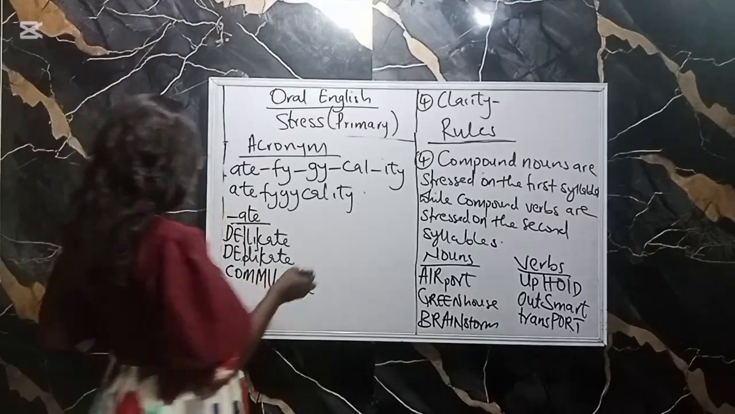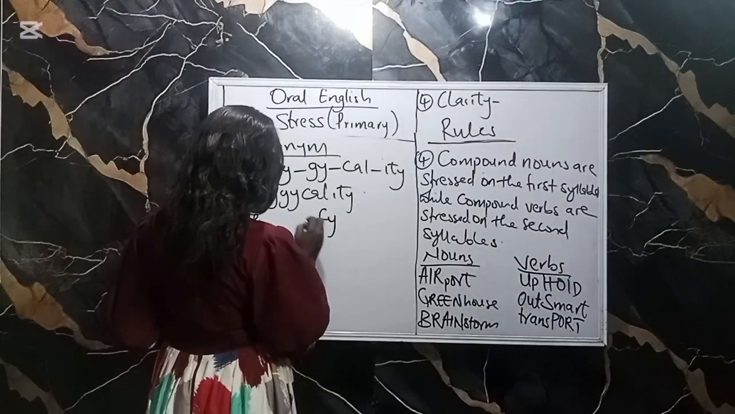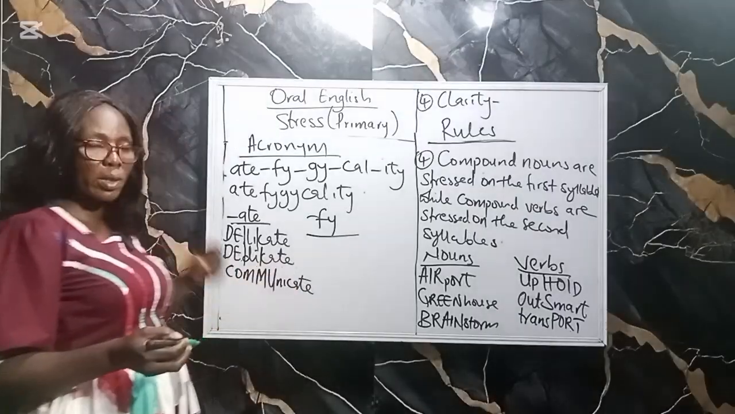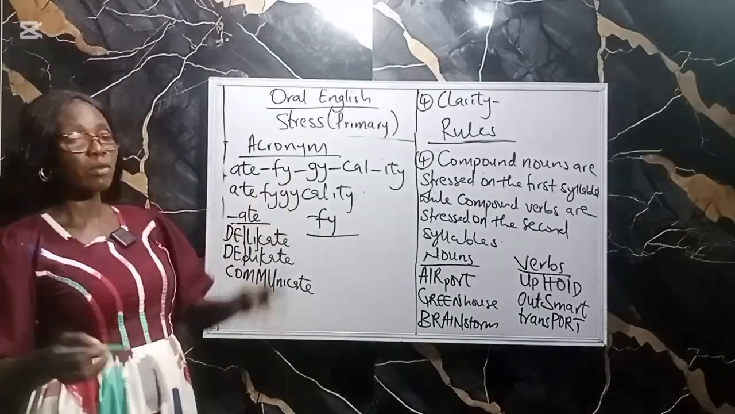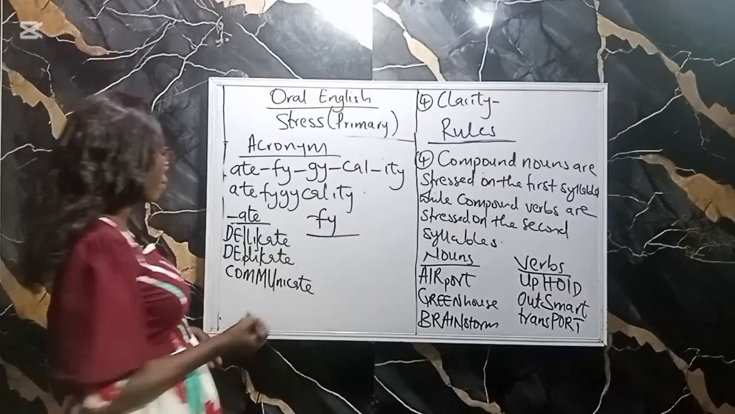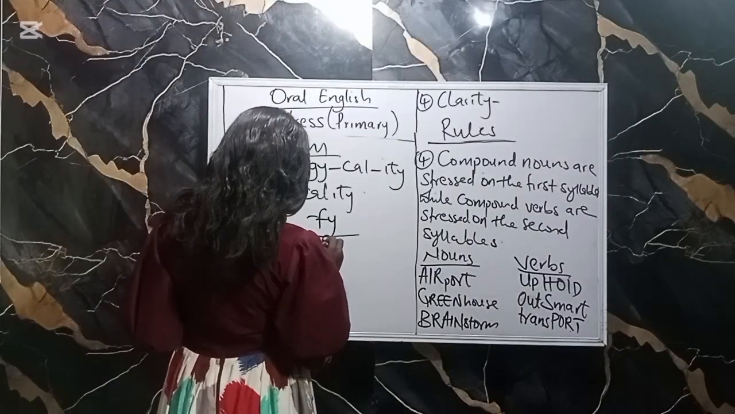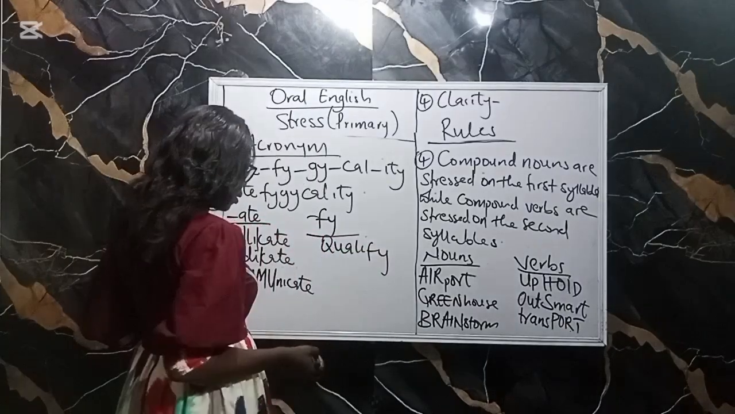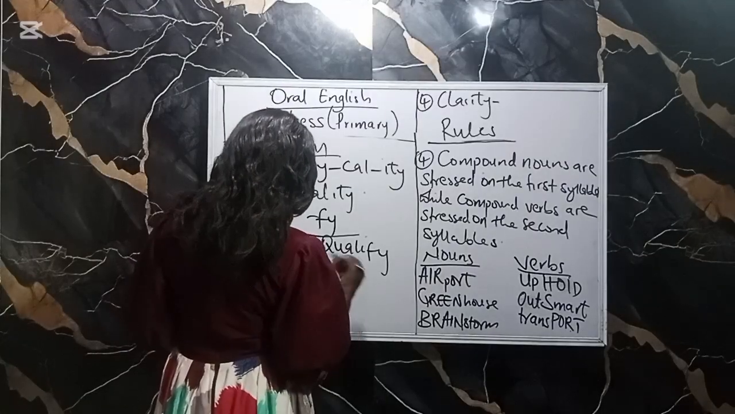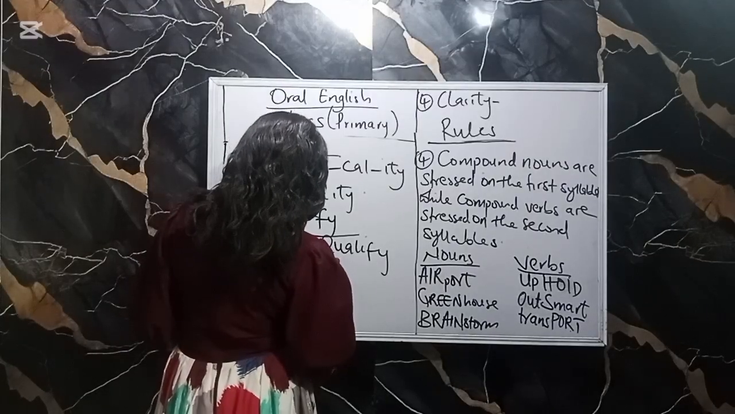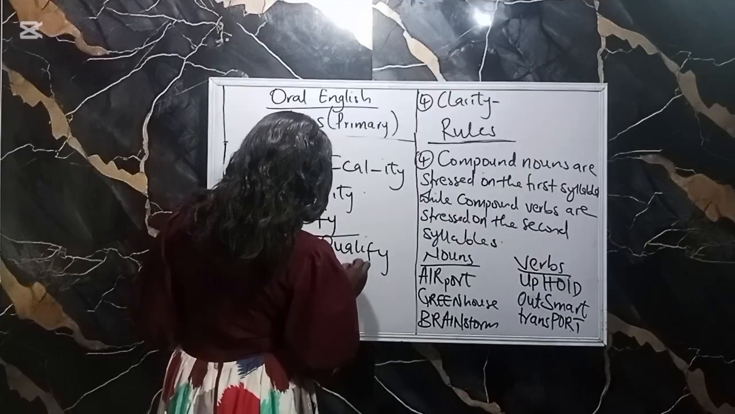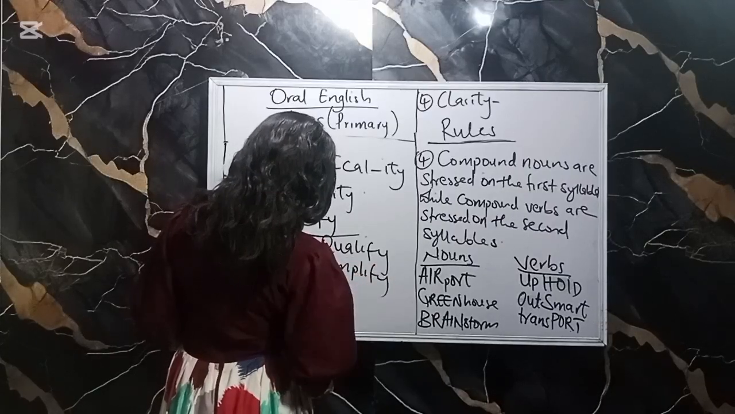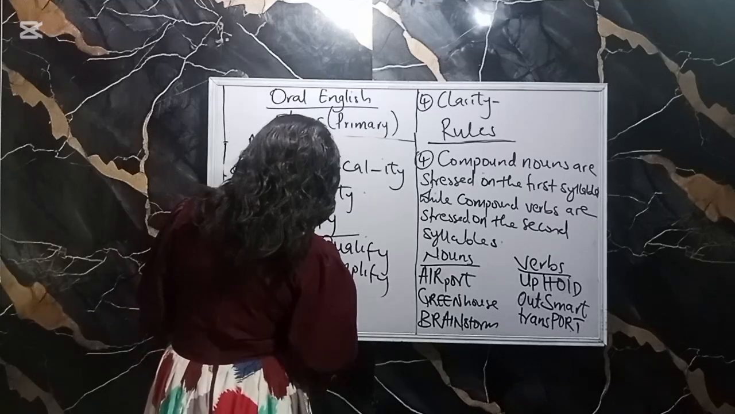Then let's see that of fy. Which ones end with fy? Remember, all of them are the same. Just count 3 from the back. We have qualify, quantify, simplify, and electrify.